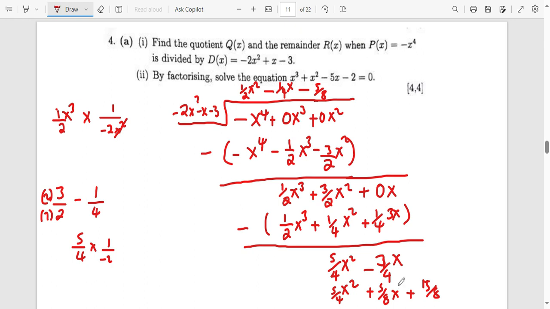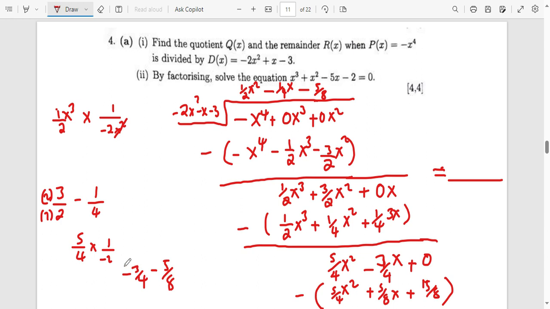Okay, so to maintain just the number, I'll add a 0 here so that we can subtract well. Negative 5 over 4x squared minus 5 over 4x squared, that is going to give us, so I'm going to be writing here the result. That will give us a 0. Negative 3 over 4x minus, this is a 5 over 8. Let me write here, negative 3 over 4x minus 5 over 8.